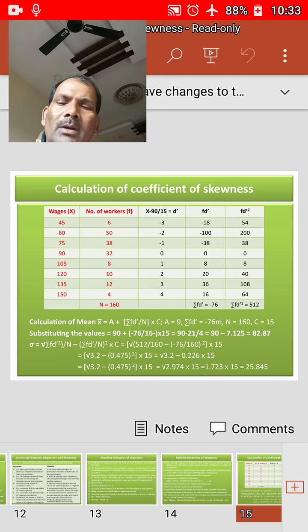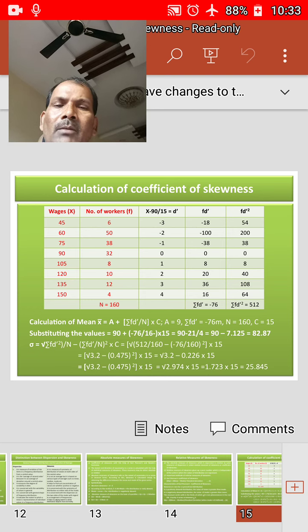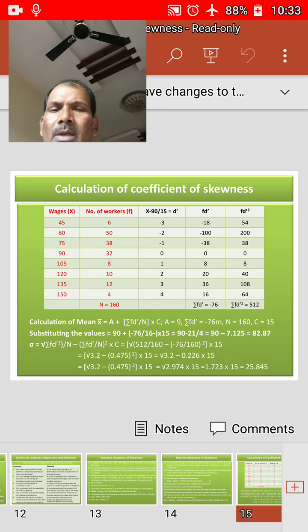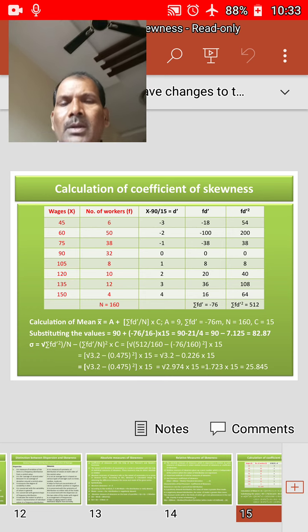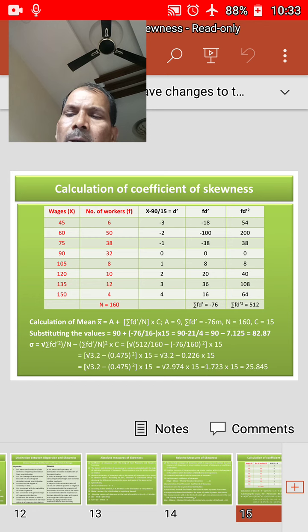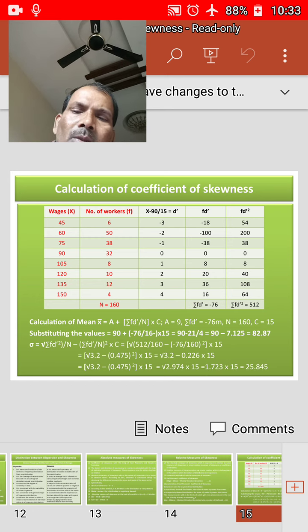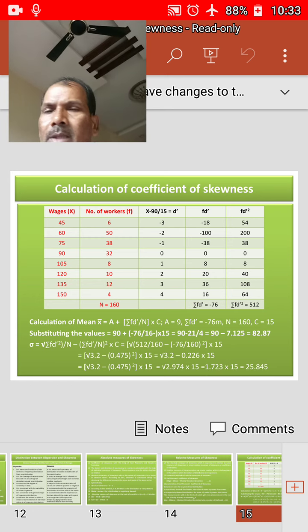If you add all these values, you will get sigma f d dash square. If you add the d dash f values, you will get sigma f d dash, that is minus 76. The number of items is 160, that is the sum of the frequencies. Sigma f d dash square is 512. If you substitute these in the given formula, first we have calculated x bar, which requires the assumed mean 90. So 90 plus minus 76 by 160 into 15 is equal to 90 minus 21 by 4, which is equal to 90 minus 7.125, which is equal to 82.87. That is x bar.